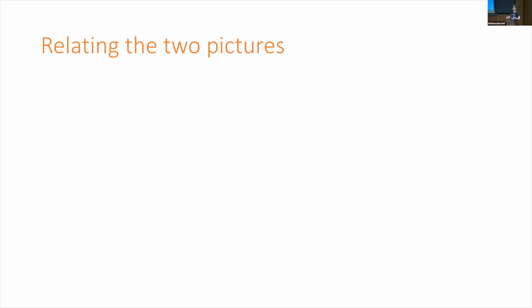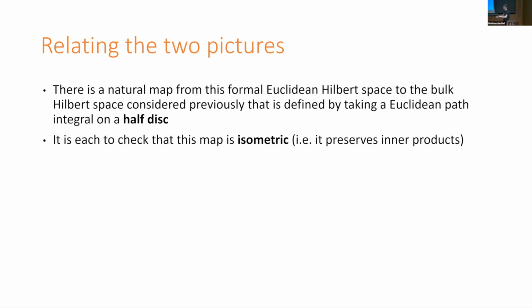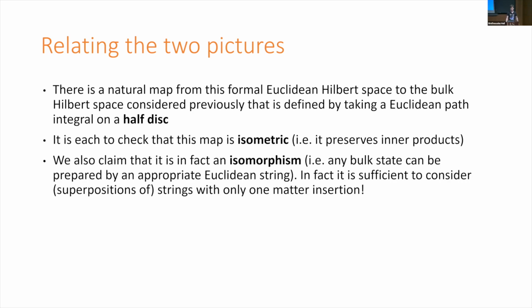So how does this relate to everything we said before about a bulk theory defined in a completely bulk way? Well, there's a natural map from this formal Euclidean Hilbert space to the bulk Hilbert space, just by taking a Euclidean path integral on a half disk. Starting on the Euclidean boundary and ending on a geodesic, that defines a map from one to the other. That map manifestly preserves inner products, so it's isometric. And we claim that in fact it's an isomorphism.